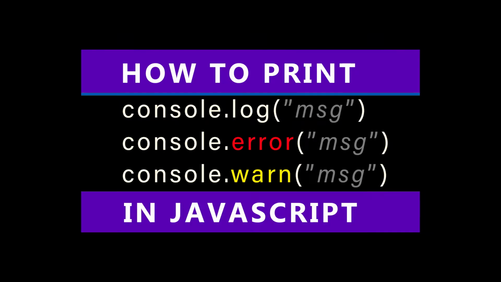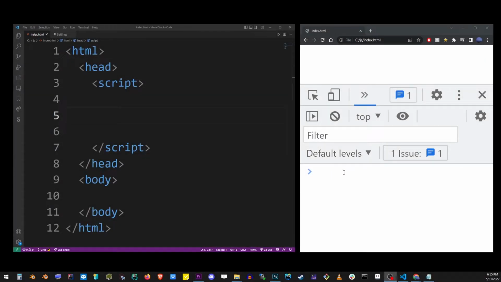In this tutorial, I'm going to show you how to print in JavaScript. If you're coming to JavaScript from another language like Python, you know that in Python you have a print function. In JavaScript, there is no print function, but you do have a console object with several methods for printing out values to the console.